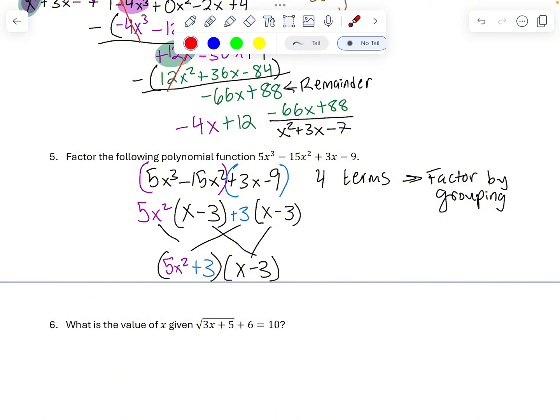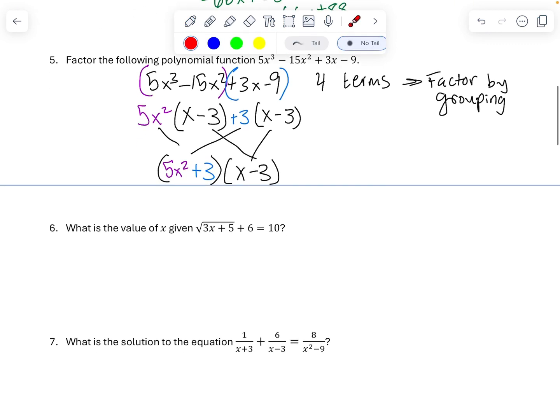All right, so that's factor by grouping. Essentially, just group the first two, group the second two, factor out your GCFs, and you're good to go. All right? Okay, moving on.